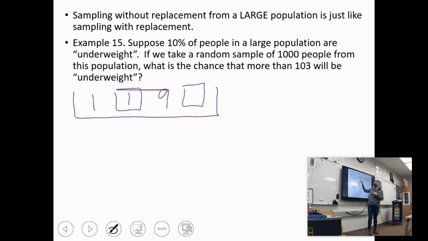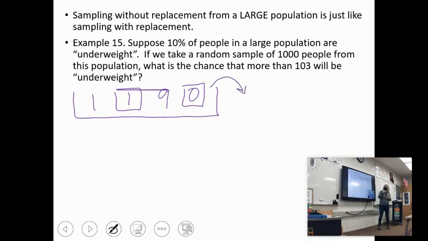Why would that work, Jordan? Because the 1 is 10% of the 10 tickets, right? Is there another way I could do that? Could I do 10 ones and 90 zeros? Would that work? Yep, and it would be the same thing. I just have to have 10% ones of the tickets in the box. Does that make sense? So I'm only counting those underweight people, okay?